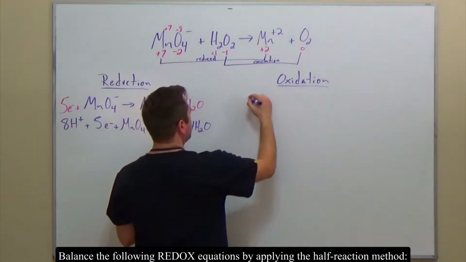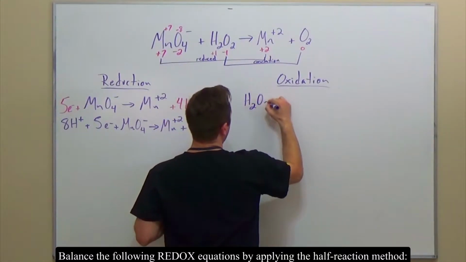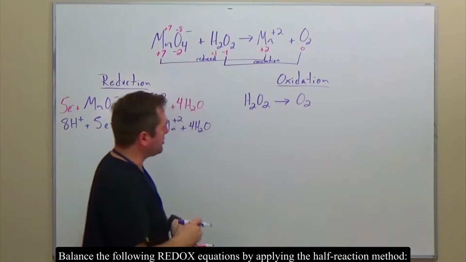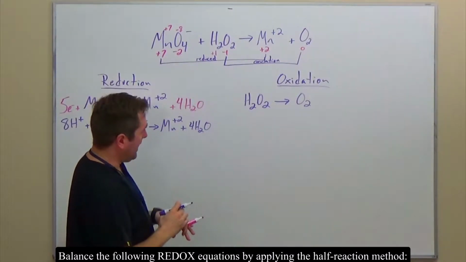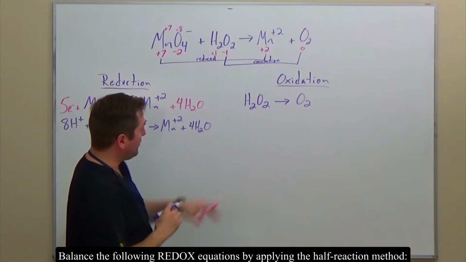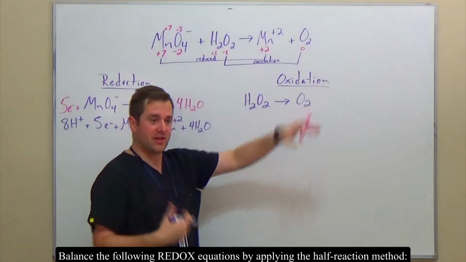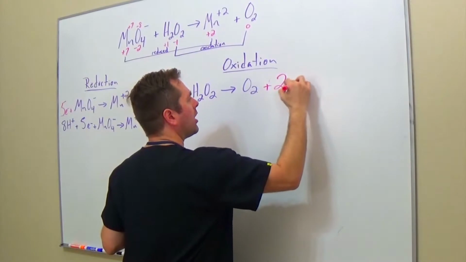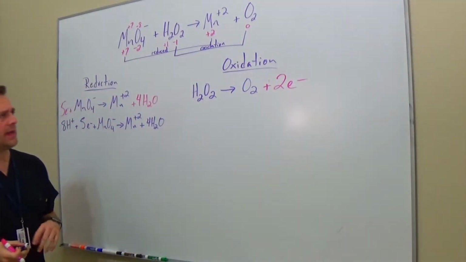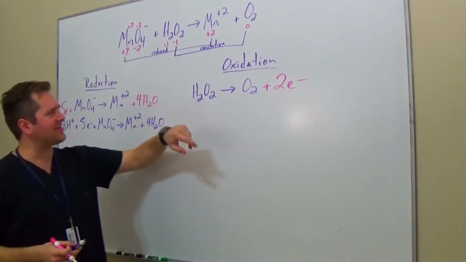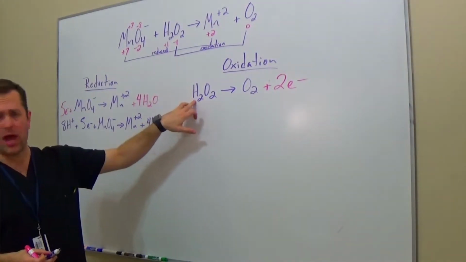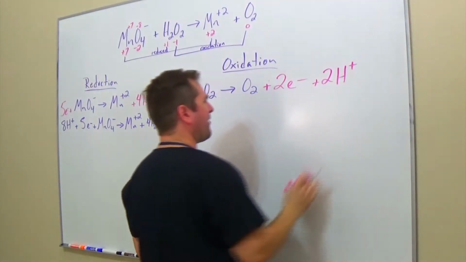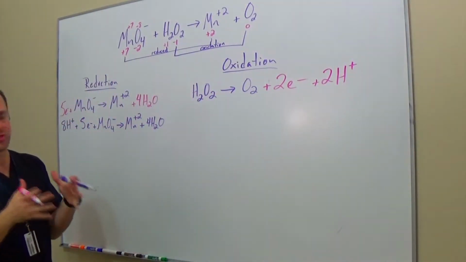Now for the oxidation. We go from H2O2 to just oxygen gas, okay? And notice that the oxygens are balanced. And we want to go to the side that is more positive, and technically 0 is more positive than -1. So how many electrons do we need to add here? Just 2 electrons, okay? Good. Now, what about the oxygens? The oxygens are balanced now. What about the hydrogens? 2 hydrogens. We need to add 2 hydrogen ions to this side of our reaction. And now we're ready to consolidate.